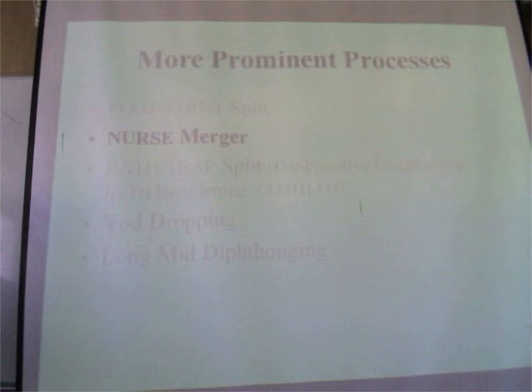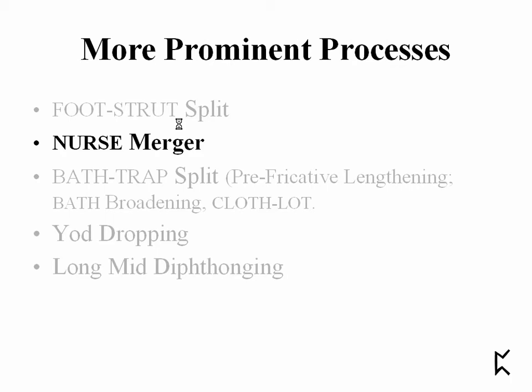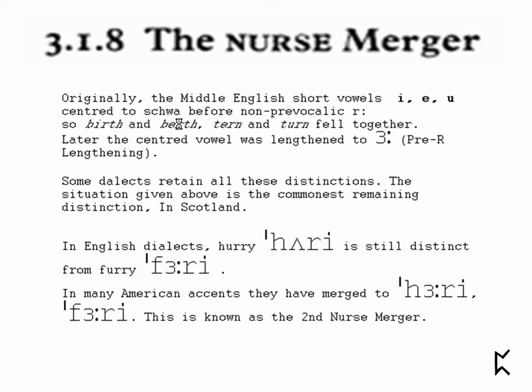The nurse merger then is another very prominent process in Britain, but its use is to distinguish between Scottish and the rest. Oh, and I should say Scottish and Northern Ireland. Scotland here and Northern Ireland. They also have a very Scottish type accent. Many of the things that happen in Scotland also happen in Northern Ireland, but not in Southern Ireland.